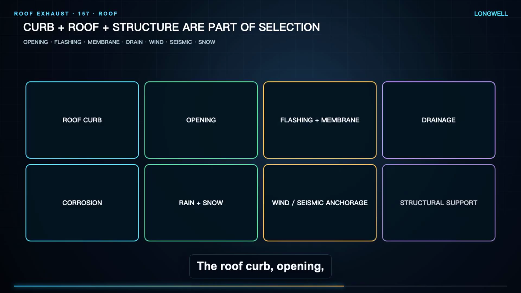The roof curb, opening, flashing, membrane, drainage, corrosion protection, snow and rain exposure, structural support, and wind or seismic anchorage are part of the selection. Product weight and curb size do not replace project structural and weatherproofing details.